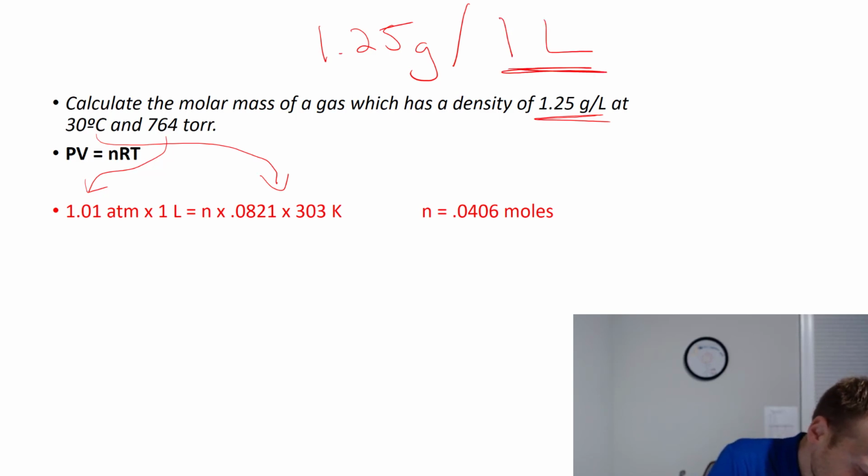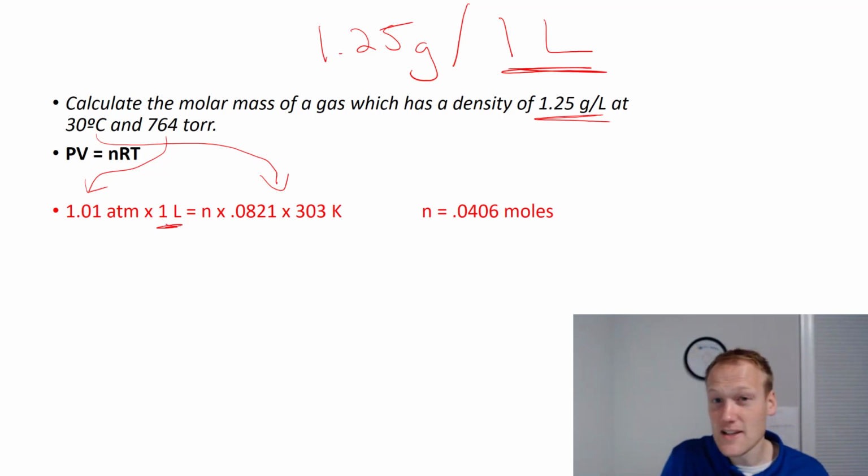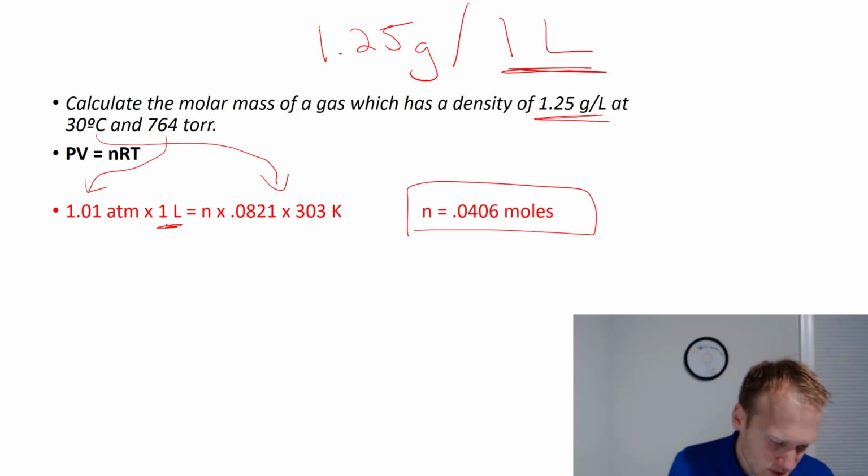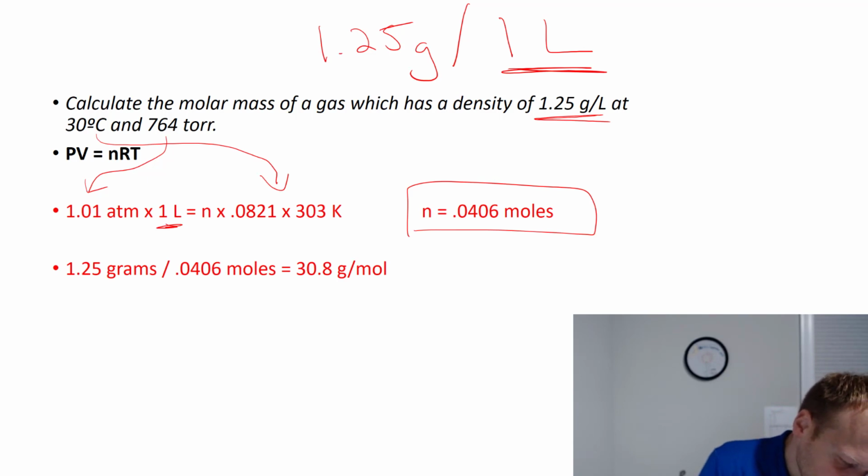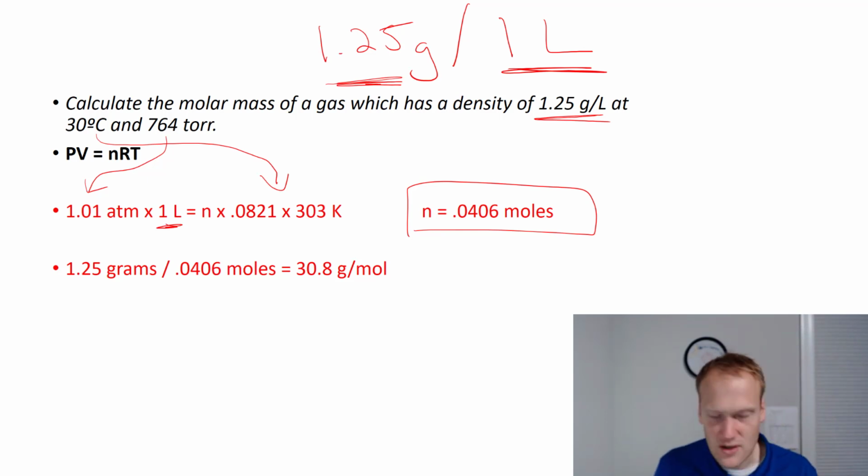So we are using the volume of 1 because the density is telling us we have this many grams for every 1 liter. So we'd solve and get the number of moles. And then remember, our molar mass is grams, which is 1.25, over the number of moles, 0.0406. So this gas would be 30.8 grams per mole. When you're calculating the molar mass with this PV=nRT problem, you really need to understand the units of molar mass and the units of density and how you can use those to get to where you're trying to go.